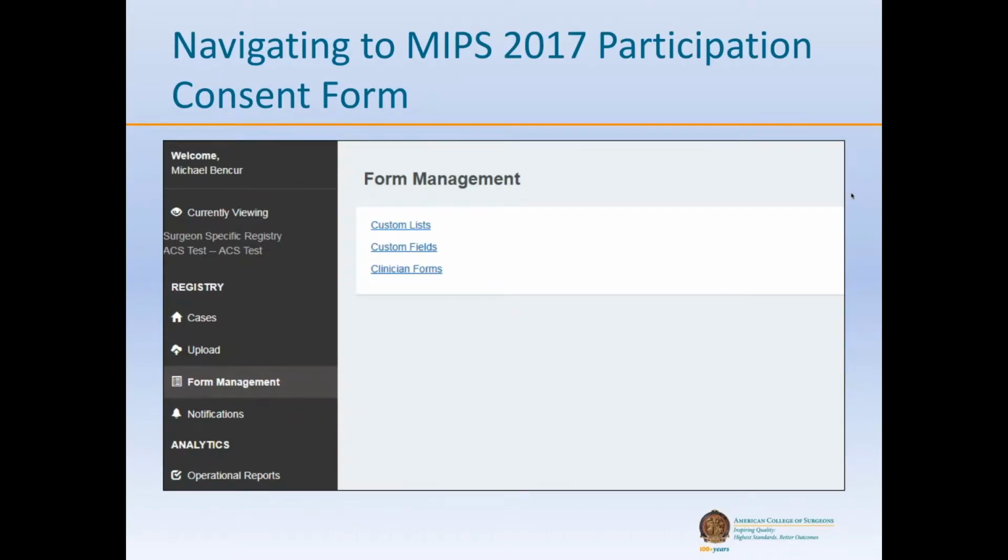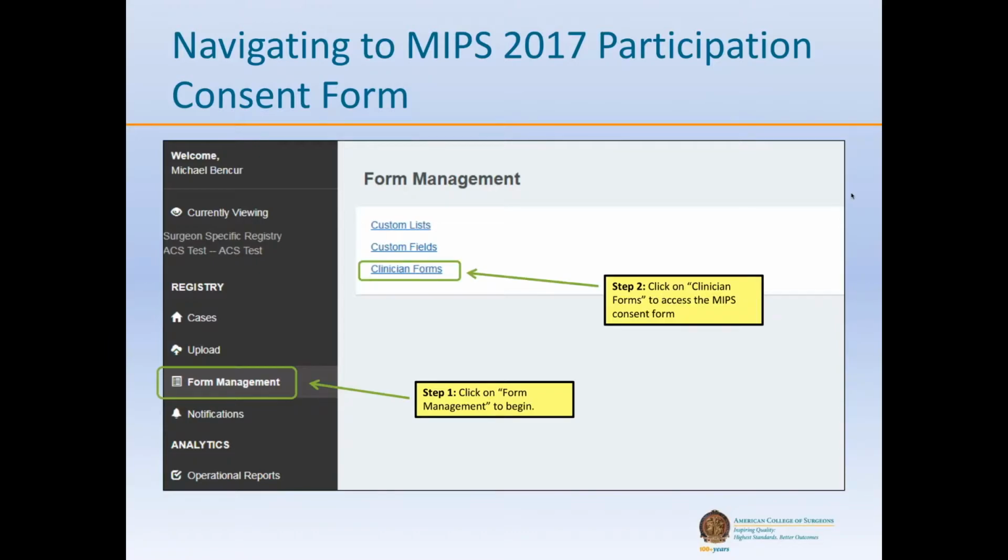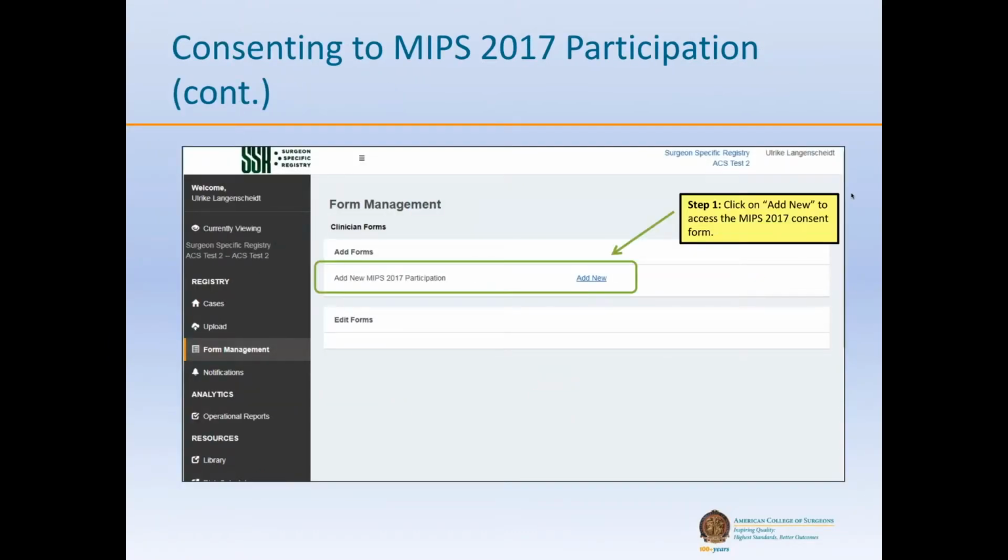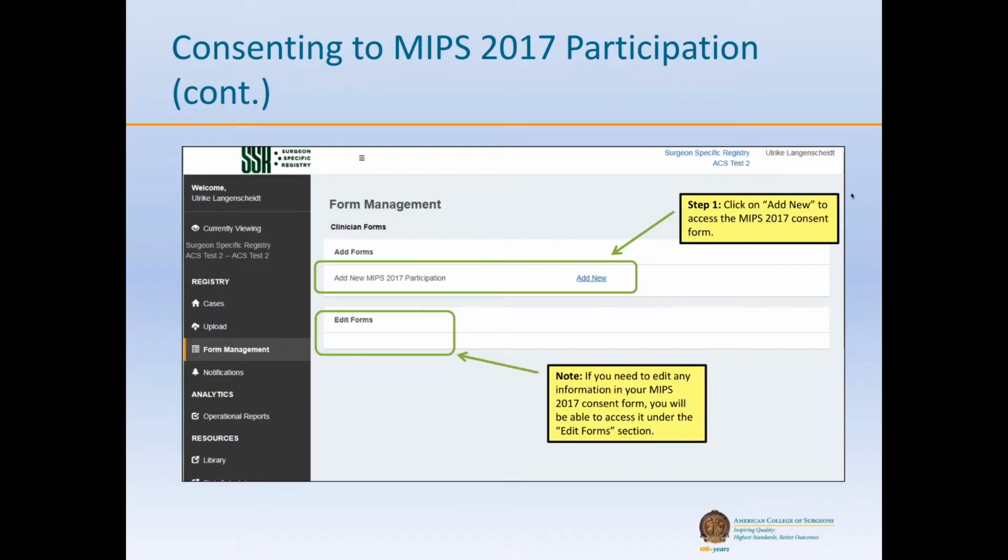First, we must navigate to the MIPS 2017 participation consent form. Click on Form Management to begin, and then click on Clinician Forms. Next, click on Add New next to the Add New MIPS 2017 participation to access the MIPS 2017 consent form. A quick note, if you need to edit any information in your MIPS 2017 consent form, you will be able to access it at any time under the Edit Forms section.